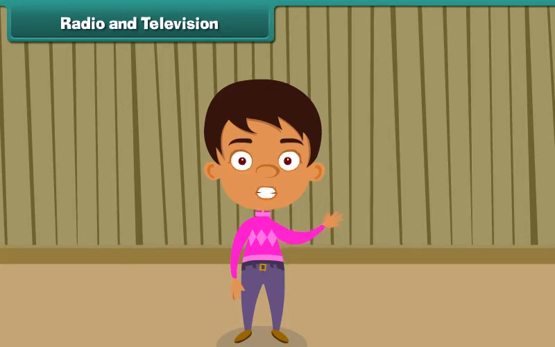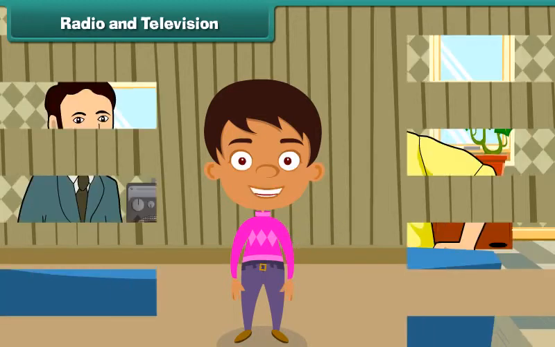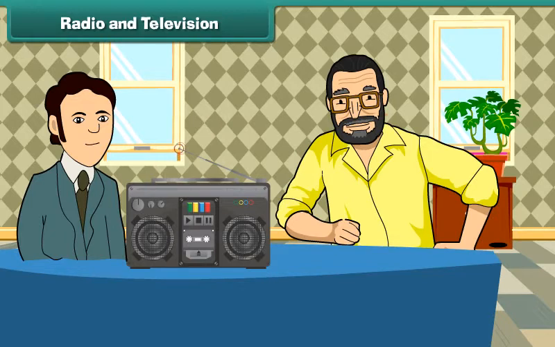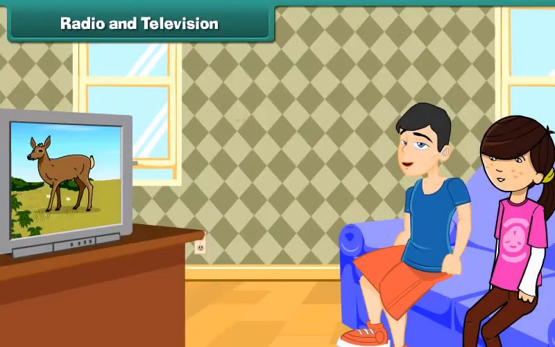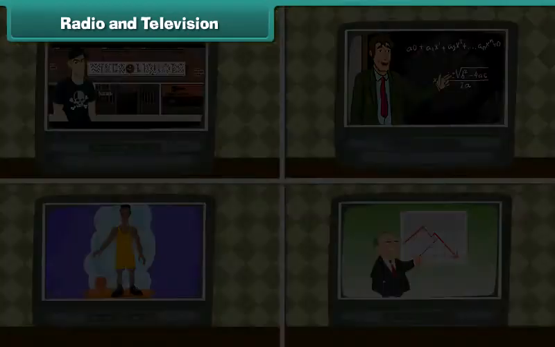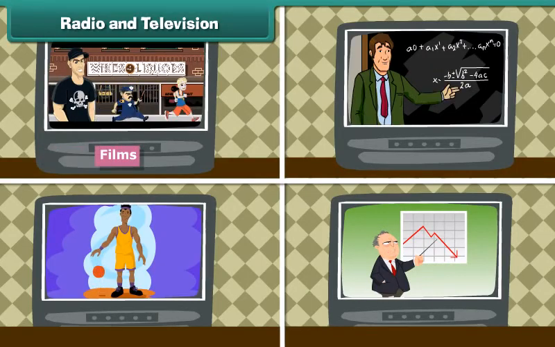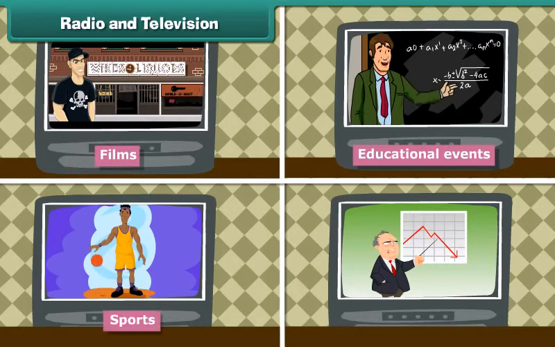Some people do not enjoy reading news. They can hear news using radio. A radio helps us in hearing news and listening to various songs. Television helps us both to see and to hear what is happening far away. In our homes, we can watch films, educational events, sports, and news on television.